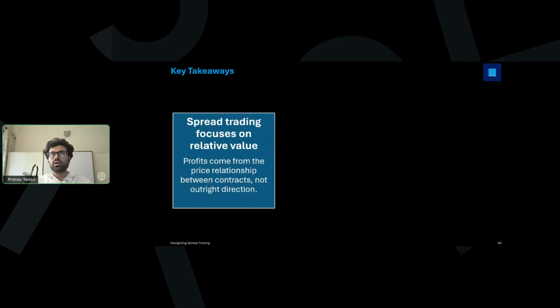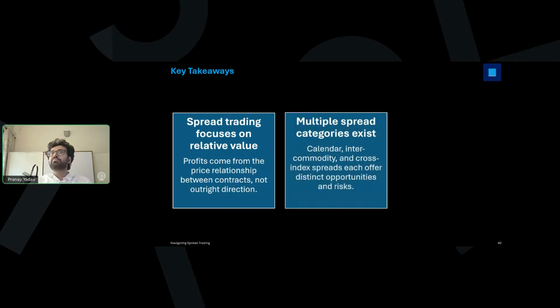Putting together the entire presentation, right? Because I know we've covered a lot today. First of all, spread trading focuses on relative value. That means the profits come from the price relationship between contracts and not outright direction. There are multiple categories of spread trades, including calendar spreads, intercommodity spreads, cross index spreads, each of which can offer distinct opportunities and risks. As we clearly saw, there are times when traders want to head into calendar spreads, right?